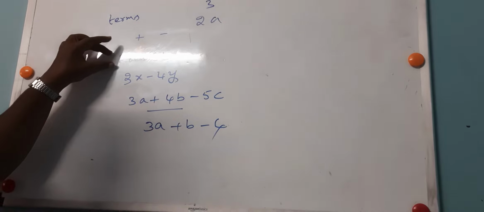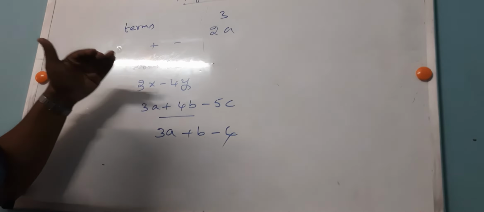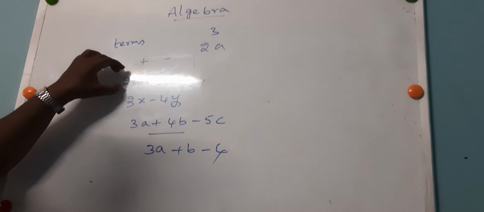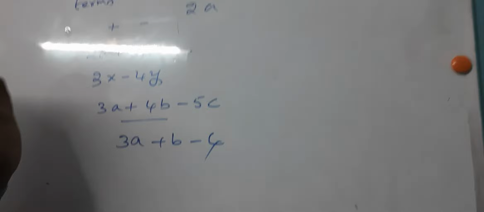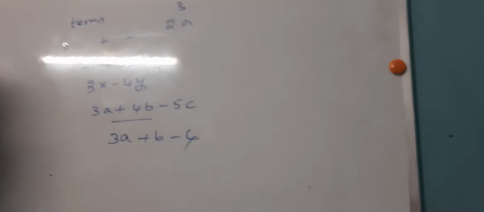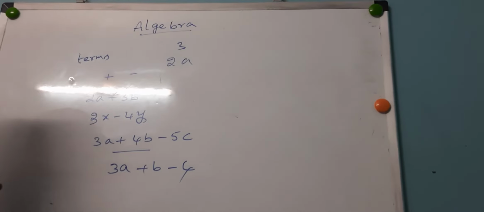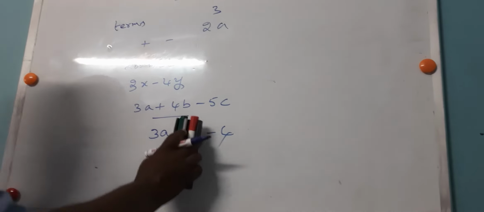When there is a single term, that is called a monomial. When the expression has two terms, it is called a binomial, three terms a trinomial, and two or more terms a polynomial. So these are the basics of algebra.